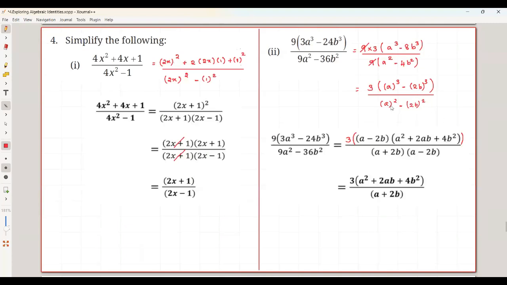Now the denominator, we have the formula a square minus b square means a plus b, a minus b. So a plus 2b, a minus 2b. Now we can check if anything is common. So we can cancel a minus 2b, a minus 2b. So the balance is 3 into a square plus 2ab plus 4b square, divided by a plus 2b. So we are getting the answer.